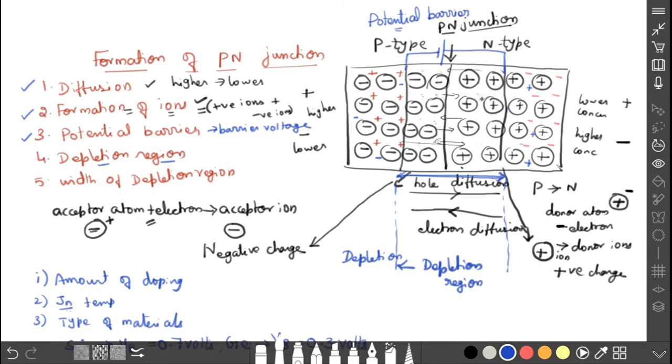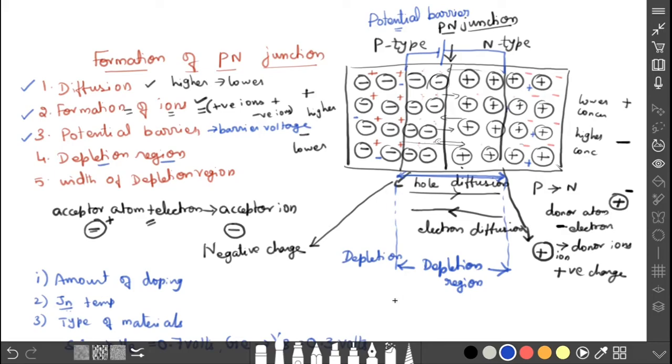After that, once the positive and negative ions are formed and set up the potential barrier, slowly the movement of the charge carriers is reduced. At one point there is no movement of the charge carriers, that we observed clearly. First it is more, but slowly it reduces and finally becomes zero. So this region is called the depletion region. So what is the depletion region?